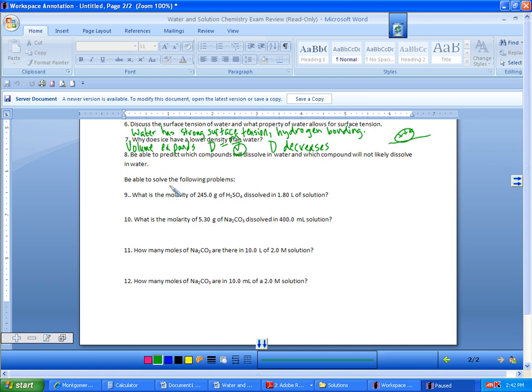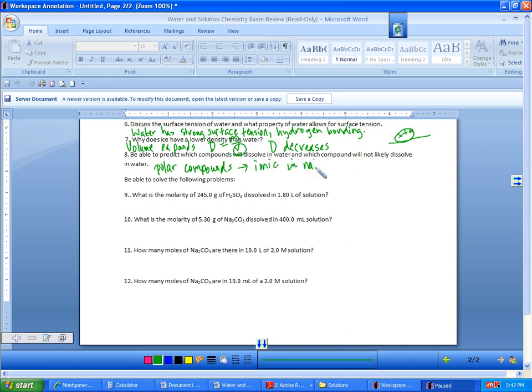Let's see if there's anything I need to add there. Nope. Okay. Be able to predict which compounds will dissolve in water, which compounds will not likely dissolve in water. So polar compounds, we talked about that up there on number 2, tend to dissolve in water. That would be anything that is ionic in nature.